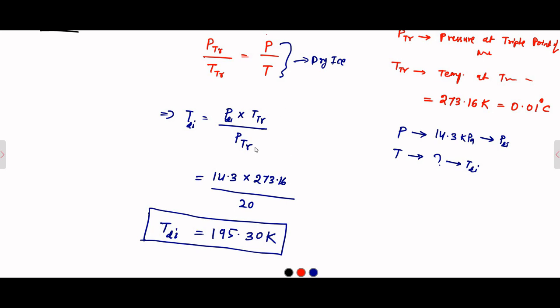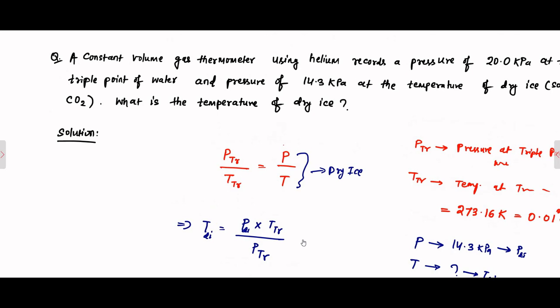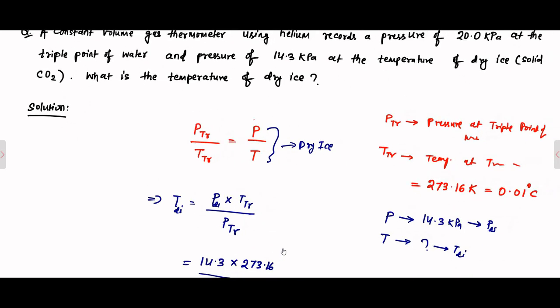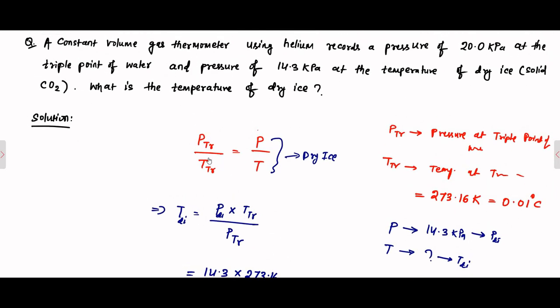So this is the concept, and this is the formula which you should be aware of. This one, P_TR by T_TR, which is equal to P by T. P_TR and T_TR are the triple point pressure and temperature. P and T are the pressure and temperature in any other conditions.